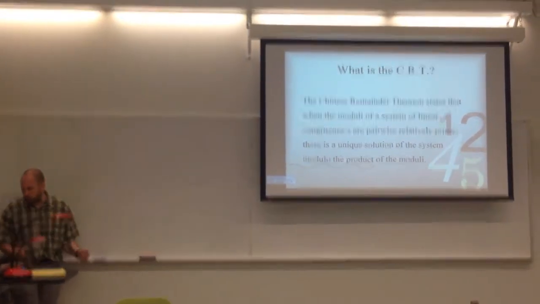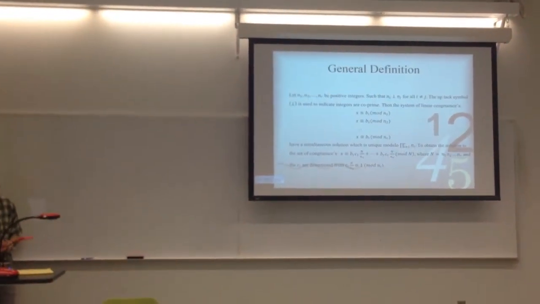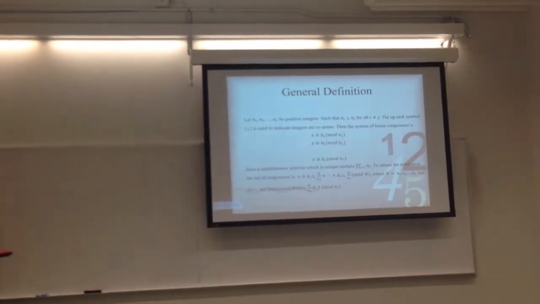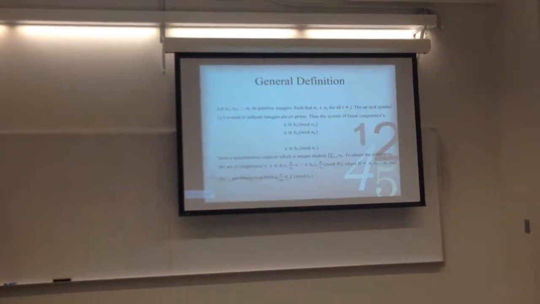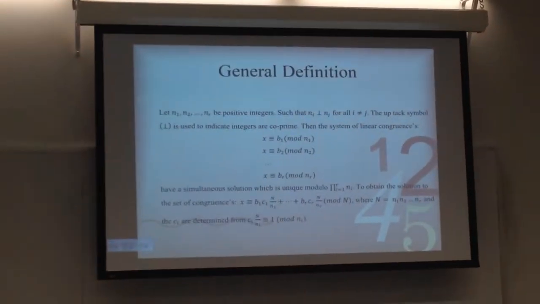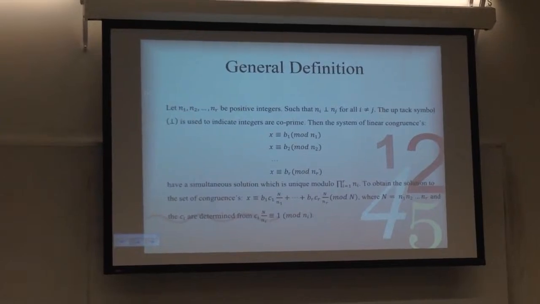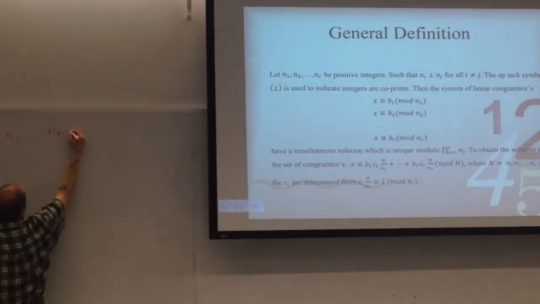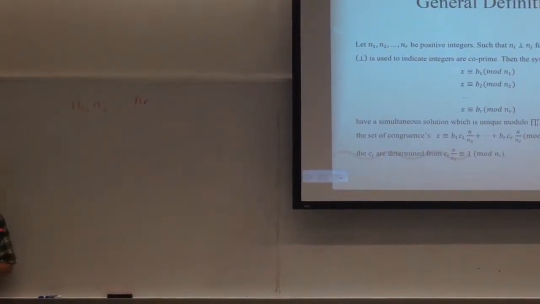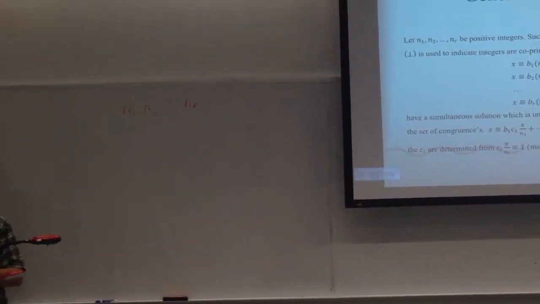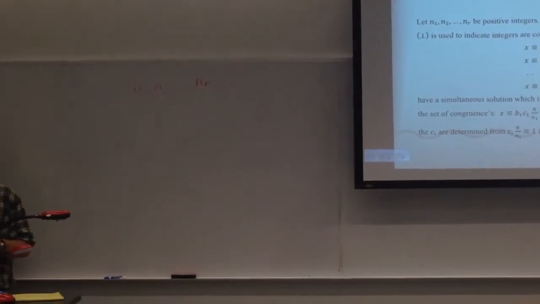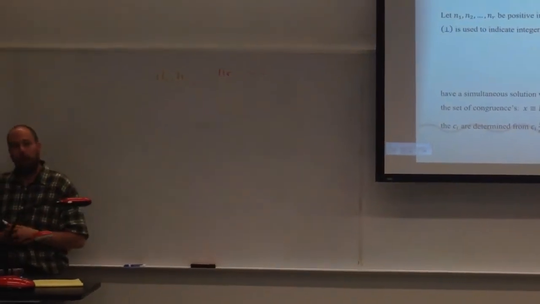Well, let's look at a general definition. I'm going to try and walk through this. Looking at the board, we have, letting lowercase n1, n2 to nr be positive integers, so we know that n1, n2, and so forth to nr are greater than 0, such that n sub i is relatively prime to n sub j for all i not equal to j. And like I said before, the up-tack symbol is being used to indicate integers are coprime.